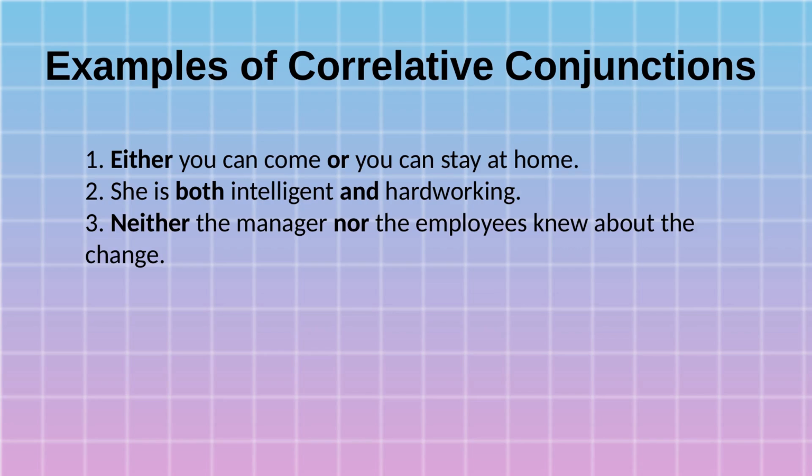Finally, let's look at correlative conjunctions. 1. Either you can come or you can stay at home. 2. She is both intelligent and hardworking. 3. Neither the manager nor the employees knew about the change. Correlative conjunctions always come in pairs and join equal elements in a sentence.